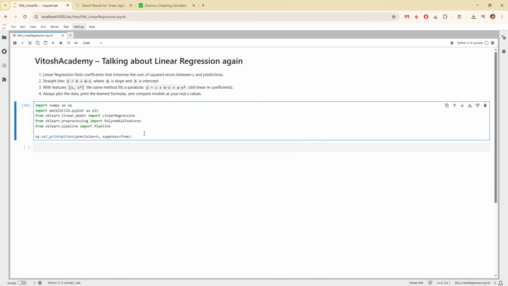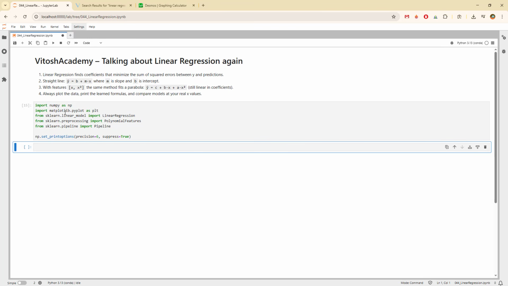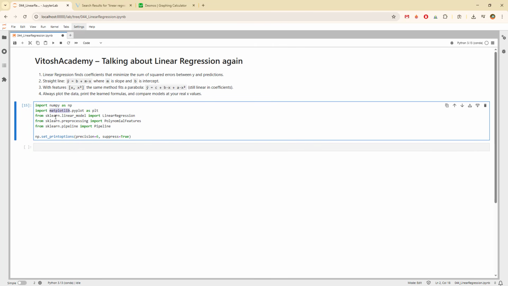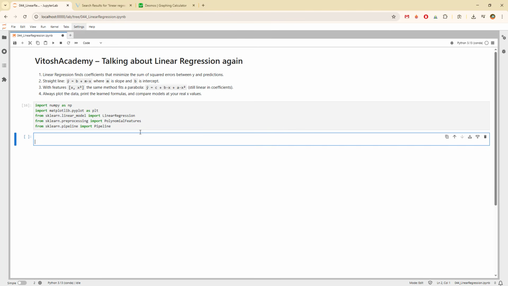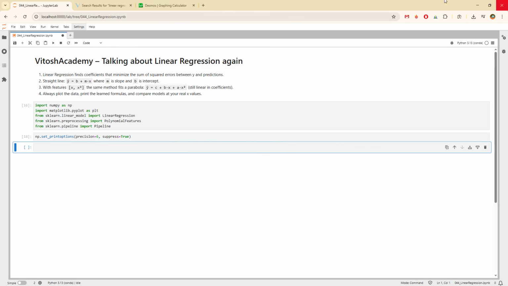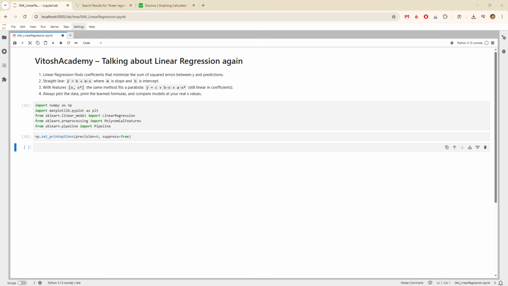So let's start with importing all the data in our Jupyter lab. We will be using NumPy, Matplotlib, sklearn, and that's it. I'll split the precision separately. And let's start filling up the code.